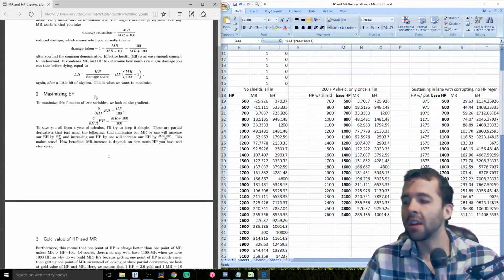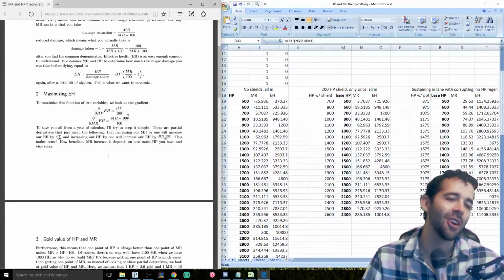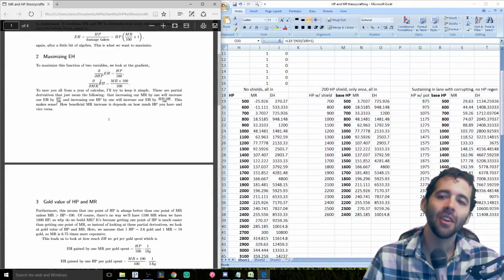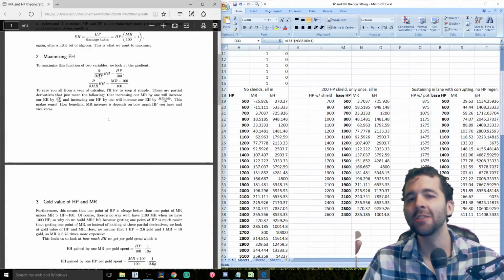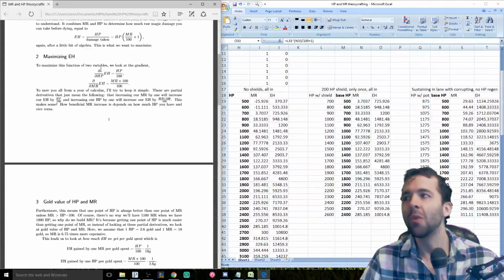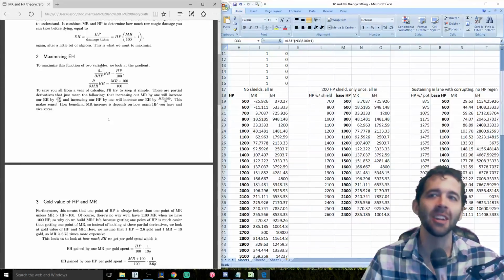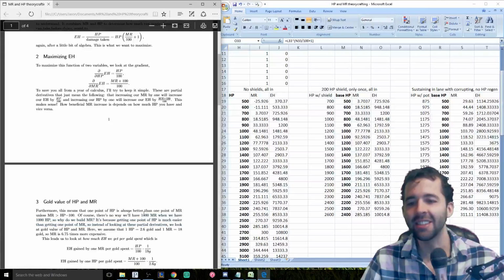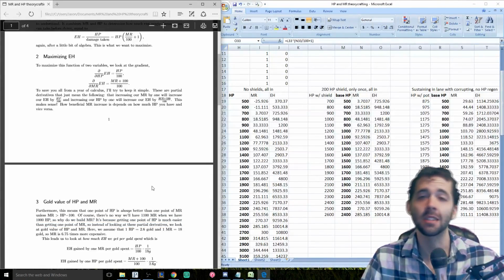So this is a two-variable function, so we have to look at partial derivatives. I'm going to save you all the calculus. The details are roughly in here if you're curious. But the short answer is that 1 point of MR is almost always going to be better than 1 point of HP, unless you have a ridiculous amount of MR, which is never going to happen because MR is so much more expensive than health.